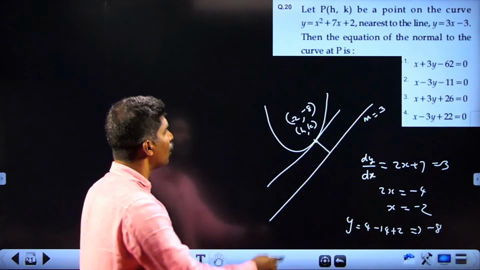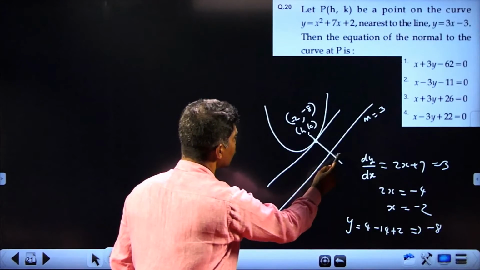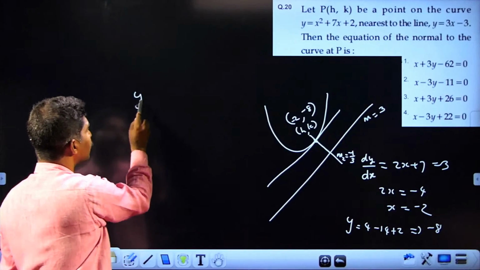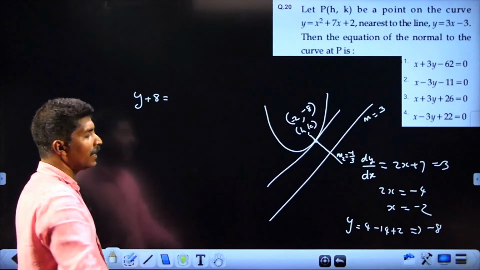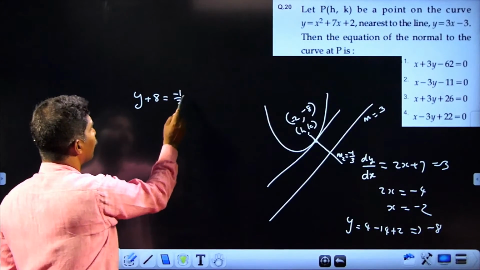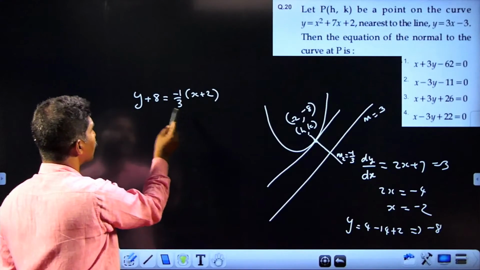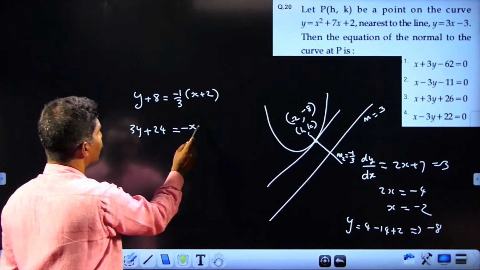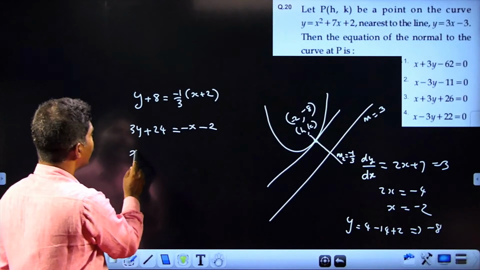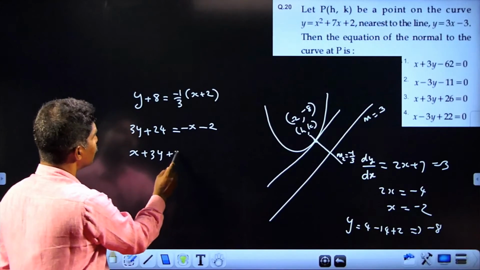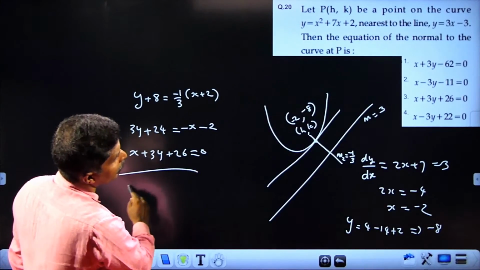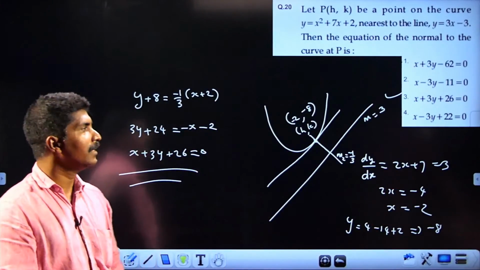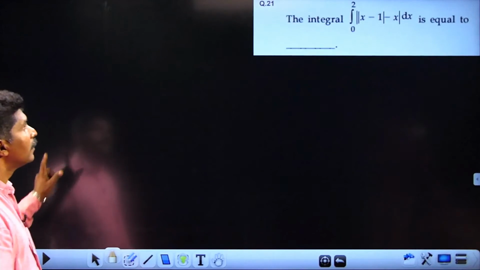So what is the slope of the normal now? This is the normal, with slope m2. m2 is equal to negative 1 by 3. So what I can write is y plus 8 is equal to negative 1 by 3 into x plus 2. Cross multiplying, 3y plus 24 is equal to negative x minus 2. So x plus 3y plus 26 equal to 0. Option 3 is correct. It is again a very simple, direct question.